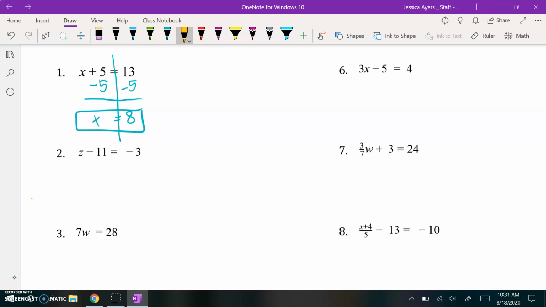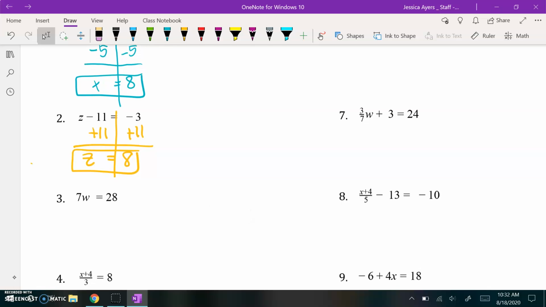Looking at number 2, we see that our 11 is negative, or it has a minus in front of it. So that means we're going to add it to the other side to get us that z is equal to also 8. When we get to number 3, we see that there's a 7 and a w together. Anytime you have a number on a variable, you're understanding that to be multiplying the 7 times the w. So you're going to divide by 7 because the inverse of multiply is to divide. So w is equal to 4.